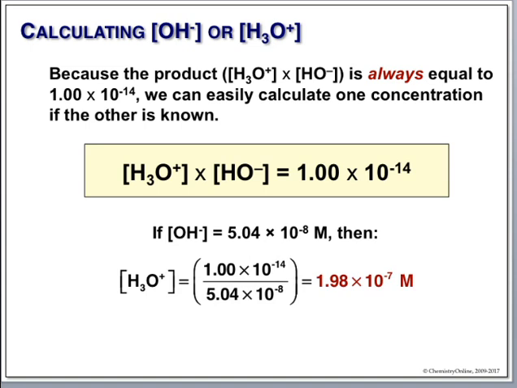Two simple things that will make life much simpler for you. Remember, hydronium times hydroxide is 10 to the minus 14. And pH plus pOH is 14.